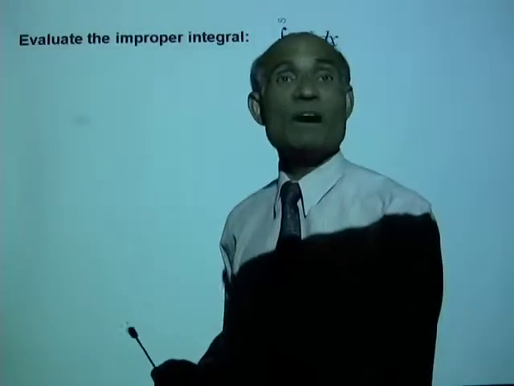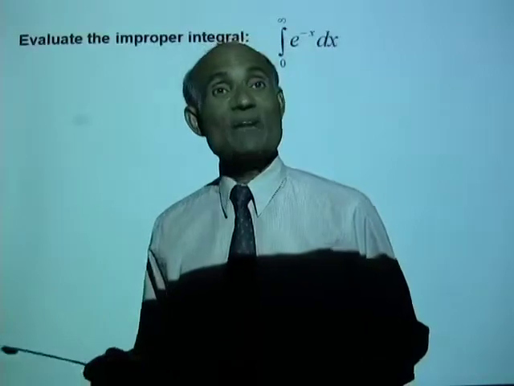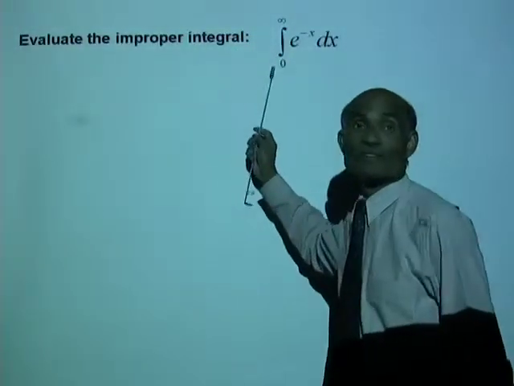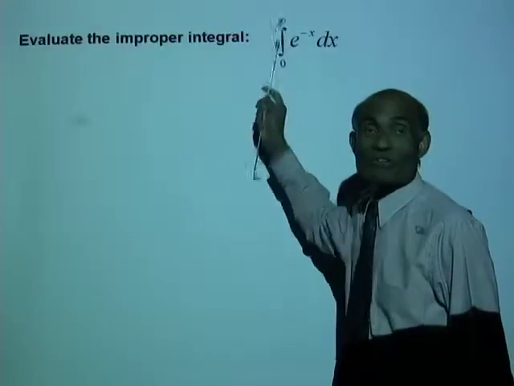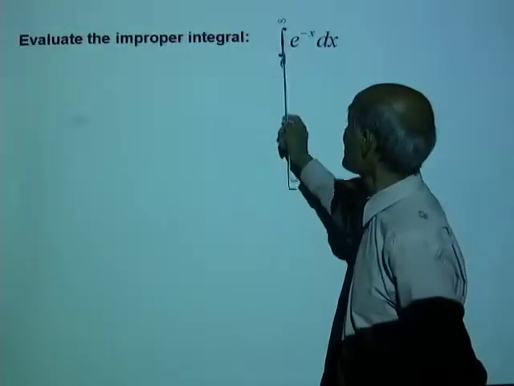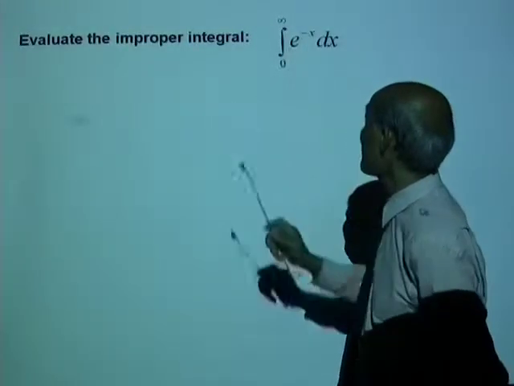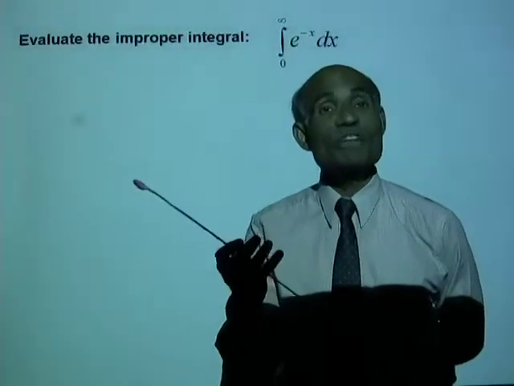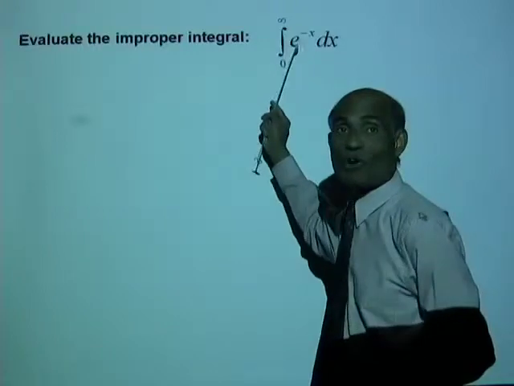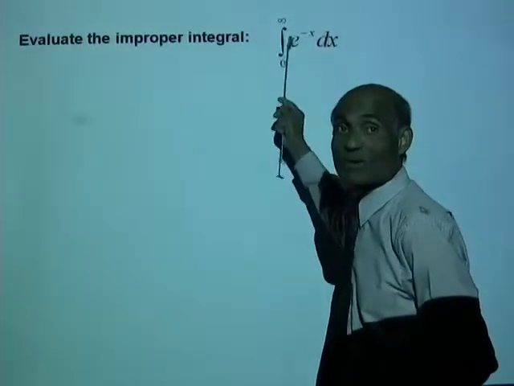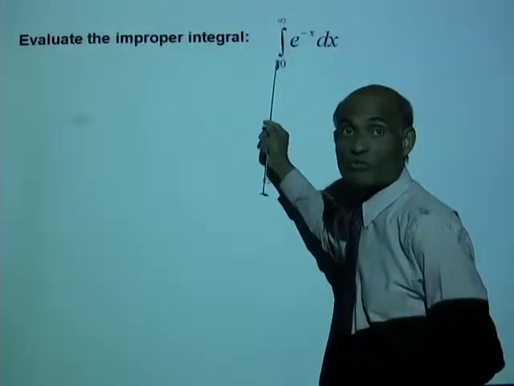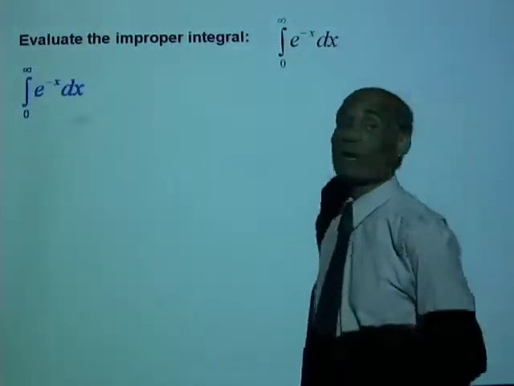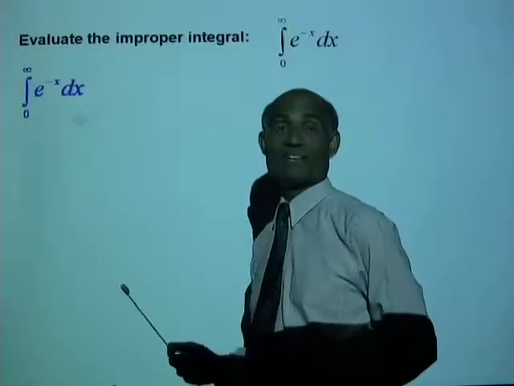Alright, let's now find the value of an improper integral. Now, why is this improper? You can see one of the limits is infinity. Integral 0 to infinity e to the power of negative x dx. In other words, what is the area enclosed by the graph of e to the power of negative x with the x-axis from 0 to infinity? Alright, you know how to find that integral, is that right?